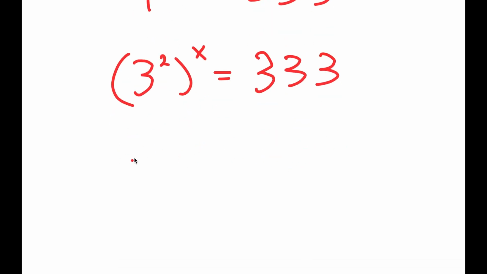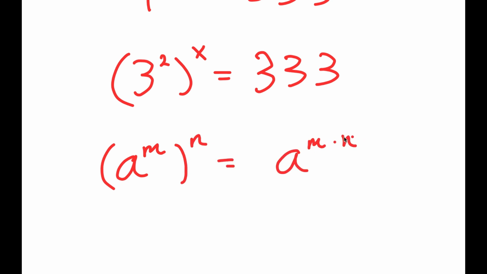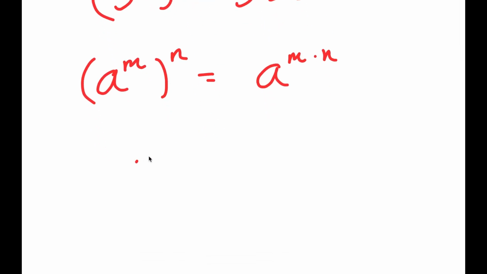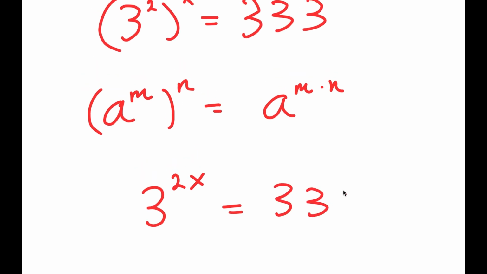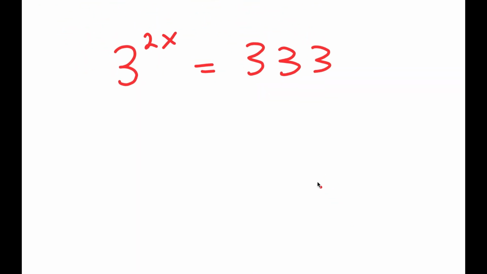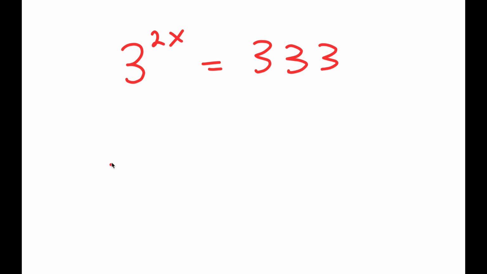And if I have something in the form a to the power of m to the power of n, this is equal to a to the power of m times n. So 3 to the power of 2 to the power of x is equal to 3 to the power of 2x, which is equal to 333. And now from here, I'm going to take the log on both sides, so I get log 3 to the power of 2x is equal to log of 333.